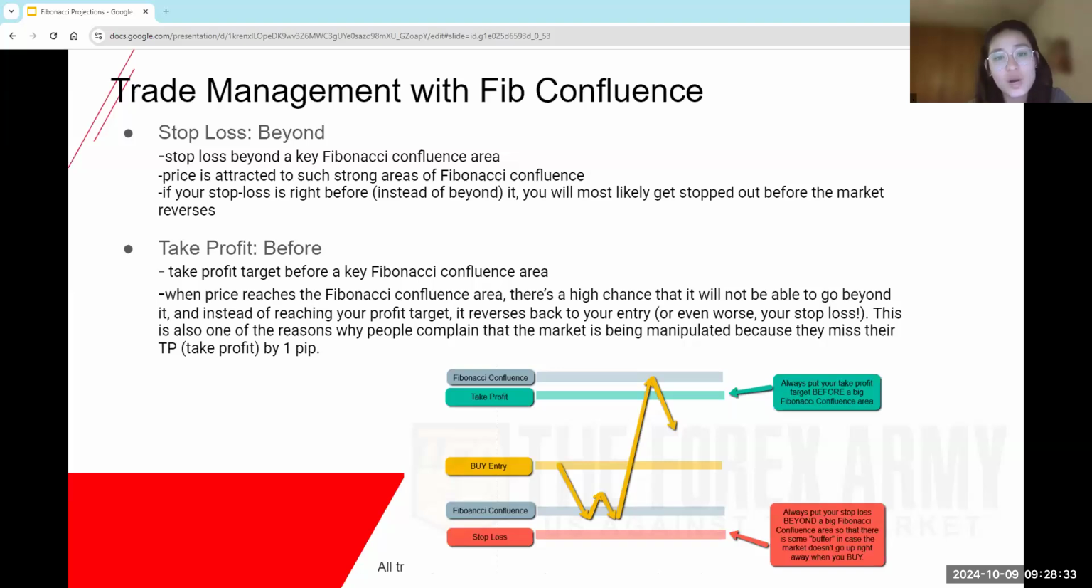And that's one of the reasons why most people complain that they got stopped out right when the market starts to reverse.